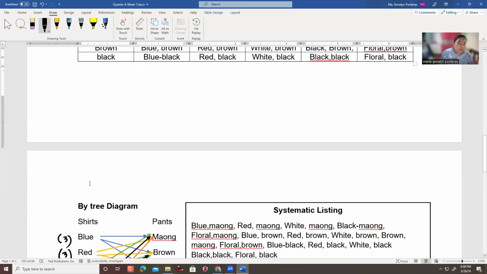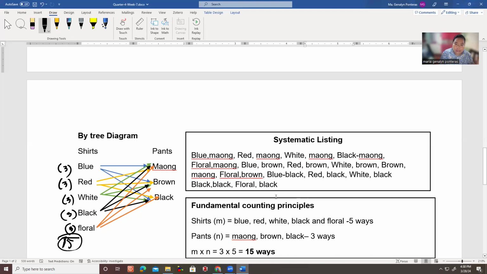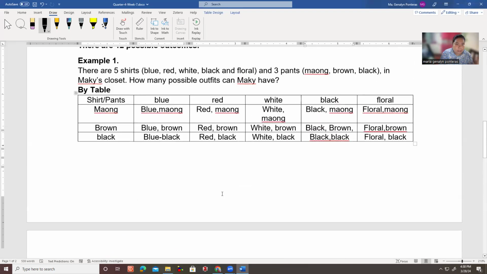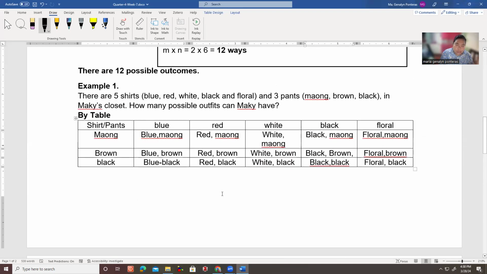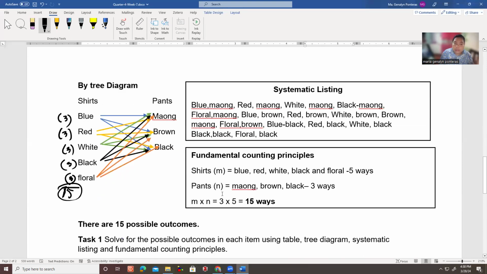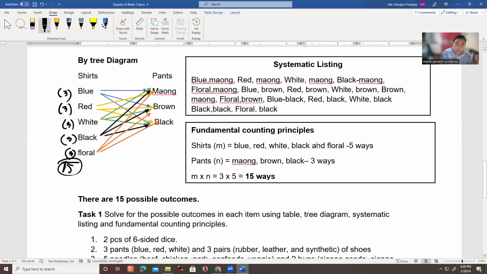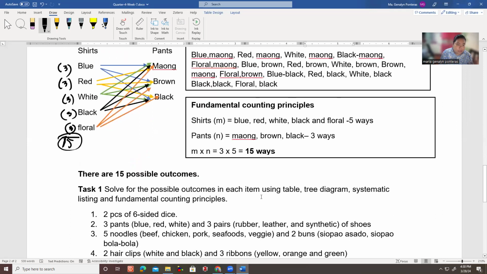As you can see, from table to systematic listing to tree diagram, the number of possible outfits is consistent. Meaning to say, your answer is correct if they have a consistent number of possible outcomes. If we confirm it with the fundamental counting principle, shirts has M, pants has N, so we have M times N. 5 times 3, you get 15 ways.